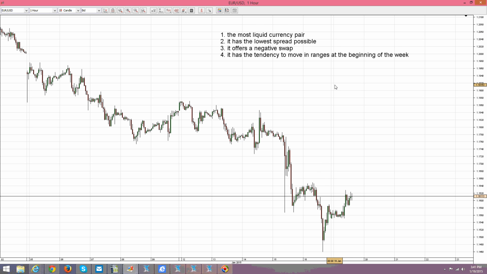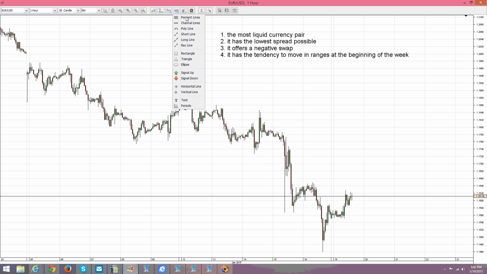Having that in mind, it means that for the starting of the trading week, what we should do is go on the lower time frames, like the 1 hour chart if you want, or even the 5-minute chart, and try to identify oversold and overbought levels based on different indicators.